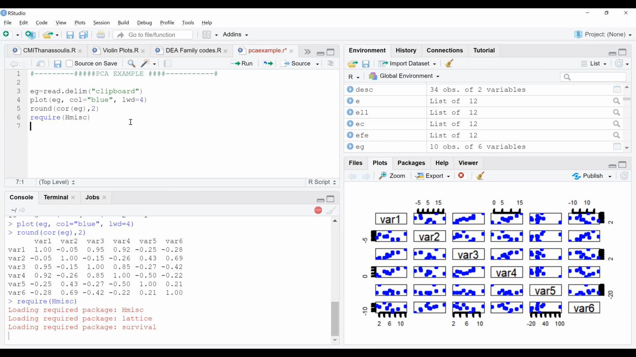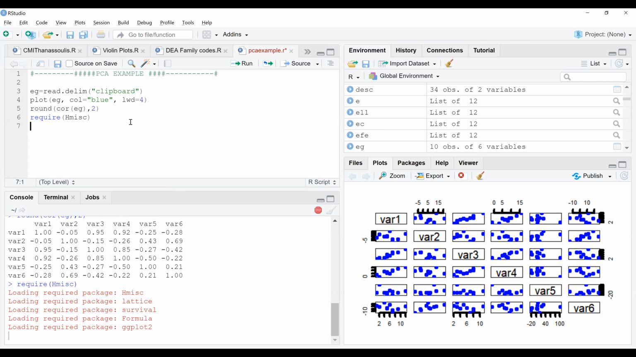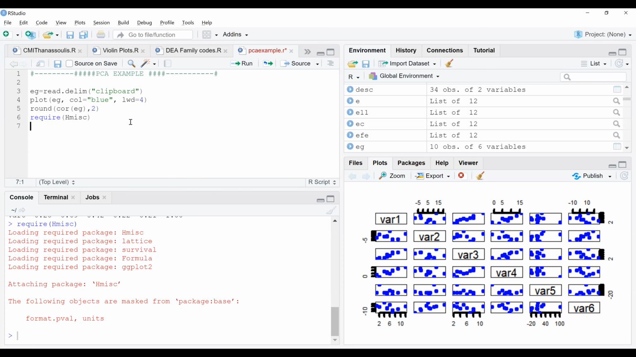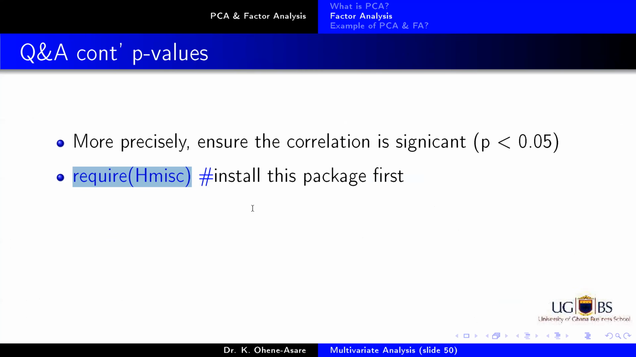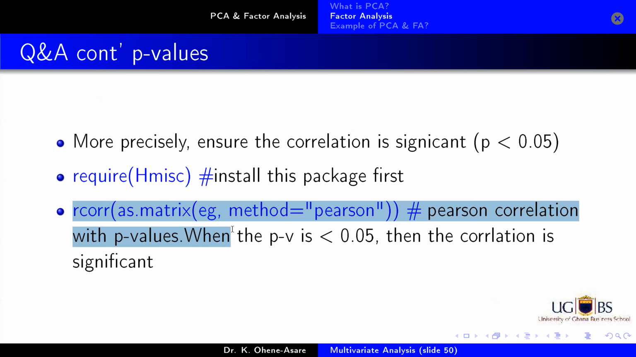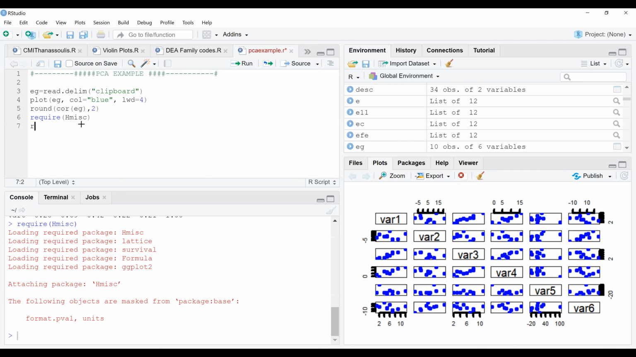And then you run it. You can see that it's now installing in my case. Okay, now it has loaded. With that loaded, you now type this command in order to get a correlation with p-values. You're going to type rcorr, as.matrix, and then you generate the Pearson's correlation coefficient. So let's go and do that in R. You type rcorr.